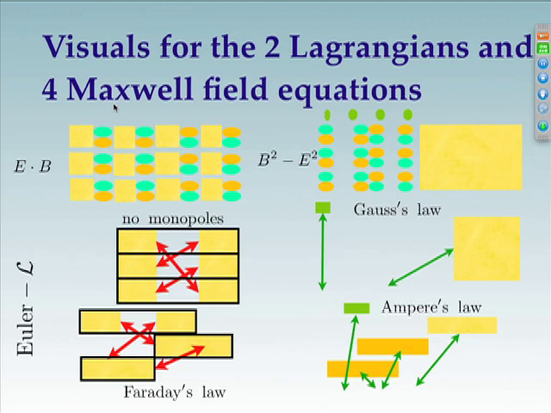And then we've got Gauss's law, which uses this B squared minus E squared Lagrangian, where the B's are separate from the E, so they're not mixing together and crossing each other, stamping each other out.